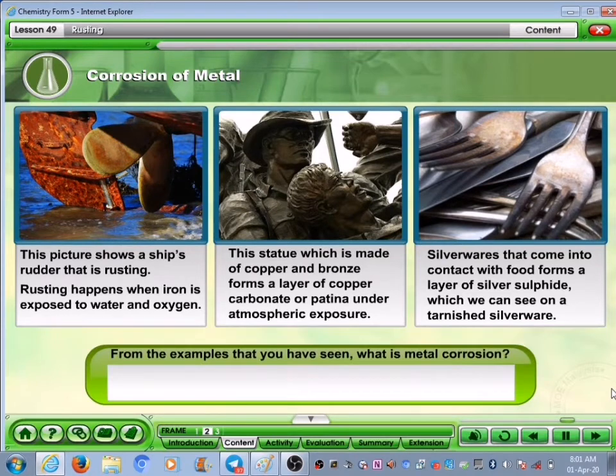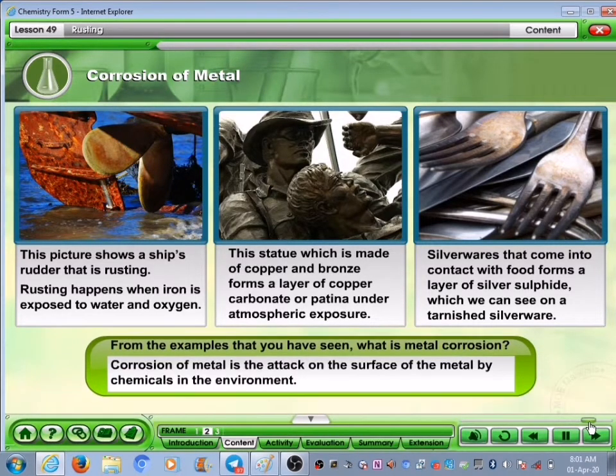From the examples that you have seen, what does corrosion of metal mean? Click check when you have finished. Corrosion of metal is the attack on the surface of the metal by chemicals in the environment.